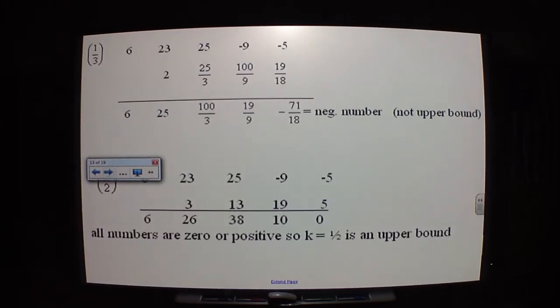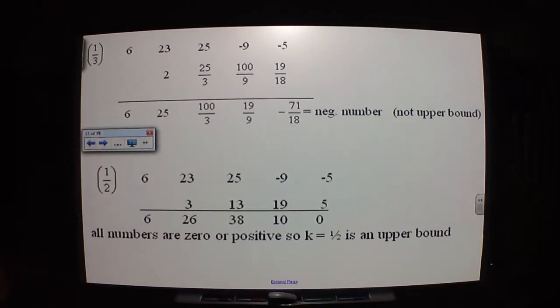So let's keep going. 1/3. If you do 1/3, you're going out a little bit. Do the same thing, and you get a negative number again, so that's not an upper bound. So let's go to 1/2 also. And when you do 1/2, you get all the numbers are 0 or positive. So 1/2 is an upper bound.